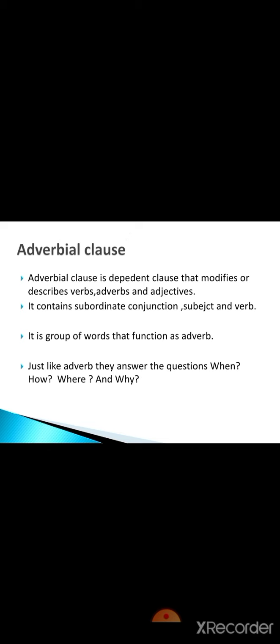Another definition of the adverbial clause is it is a group of words that function as an adverb. Just like adverbs, they answer the questions when, how, where and why. So actually the adverbial clause functions as an adverb, but adverbs are single words while adverbial clauses are groups of words which tell more about the verbs, adjectives and other adverbs.